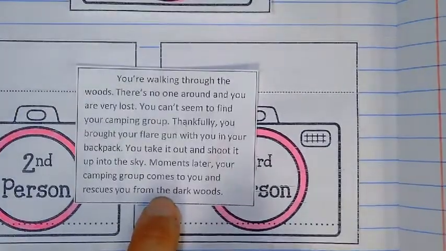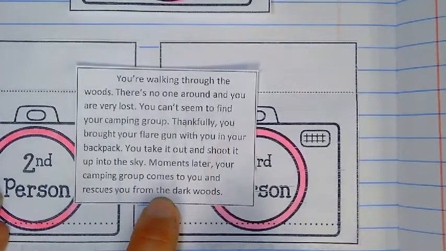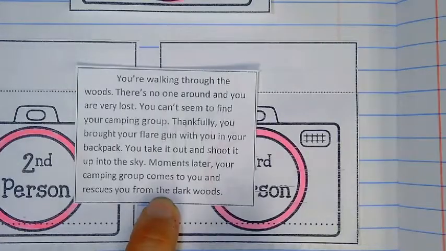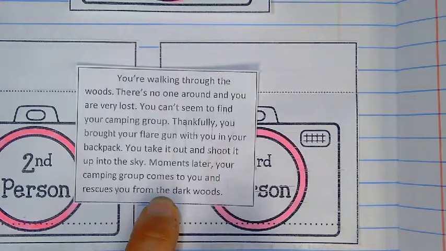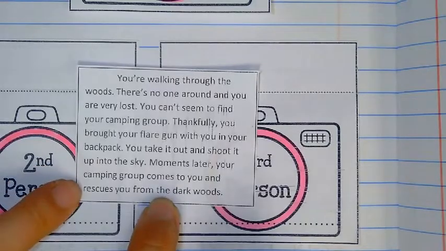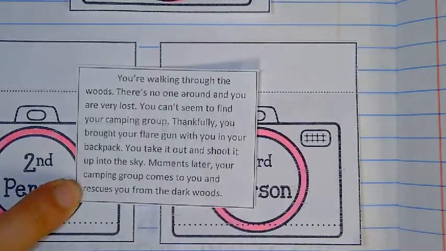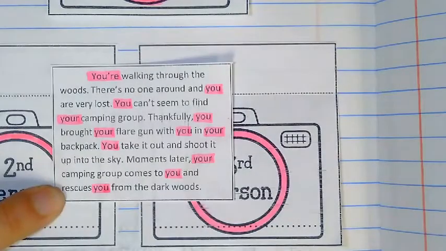It says, you're walking through the woods. There's no one around and you're very lost. You can't seem to find your camping group. Thankfully, you brought your flare gun with you in your backpack. You take it out and shoot it up into the sky. Moments later, your camping group comes to you and rescues you from the dark woods. So the first thing you want to do is look for the pronouns. Now, if you notice, there are a lot of yous and yours in this story.